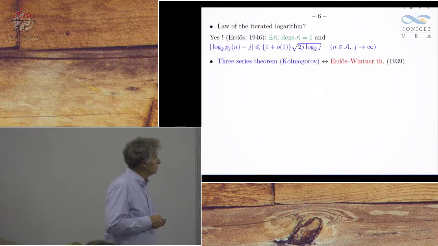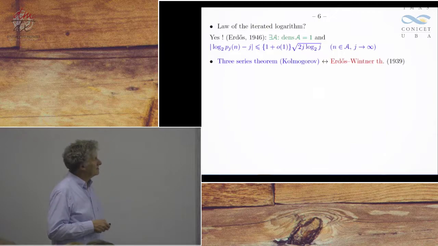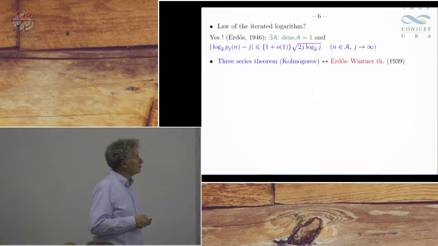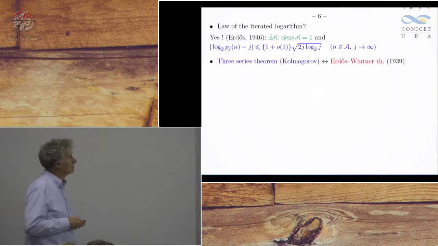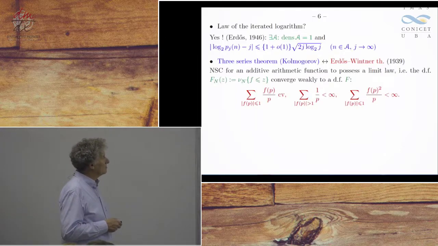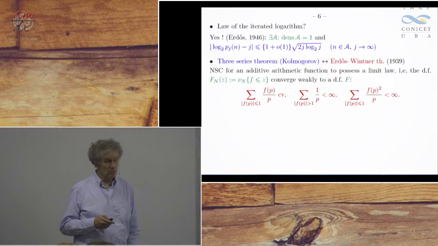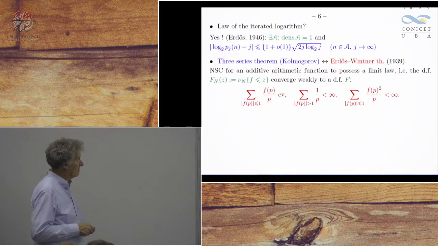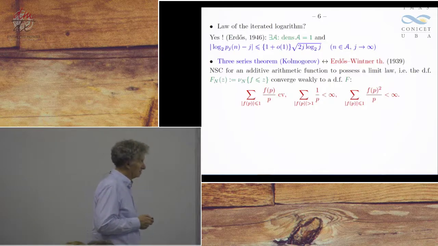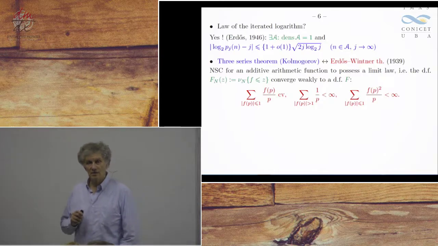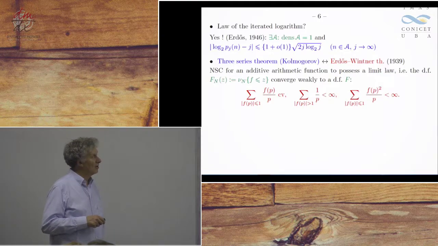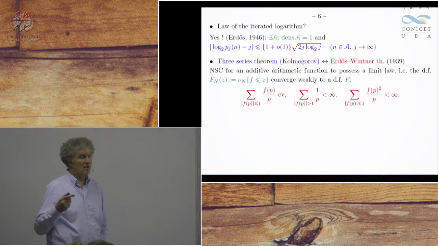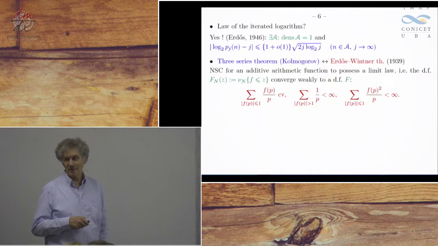Now, we have the three series theorem of Kolmogorov, and this still goes with the Kubilius model. The counterpart is the Erdős-Wintner theorem, 1939. It gives a necessary and sufficient condition for an additive arithmetic function to possess a limit law, that is, that the distribution functions converge weakly to a distribution function F. And this is the convergence of these three series. It is remarkable that even if the additive function depends on prime powers larger than 2, the necessary and sufficient condition only depends on the values at primes.